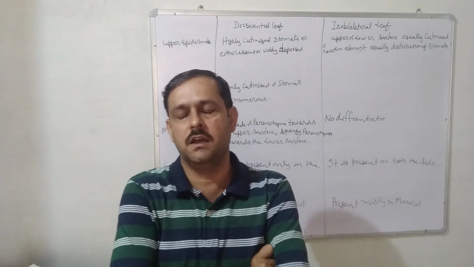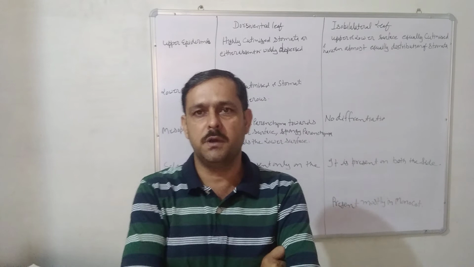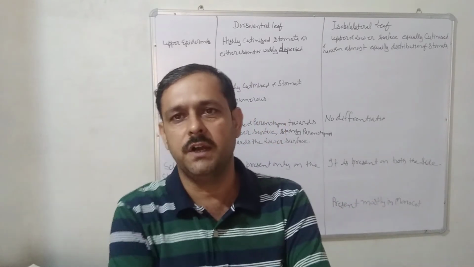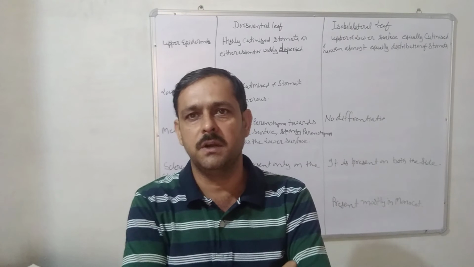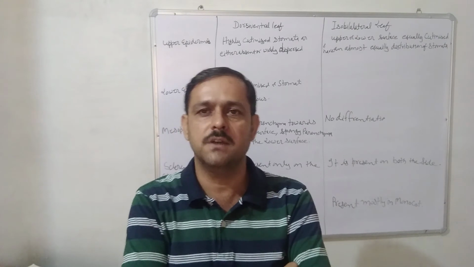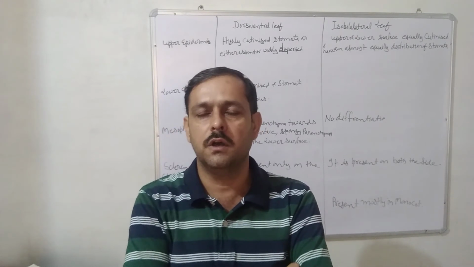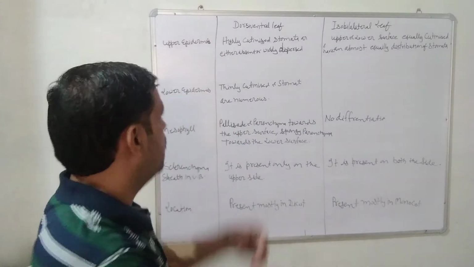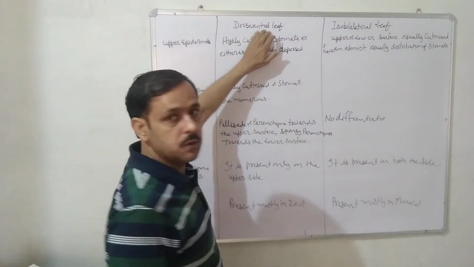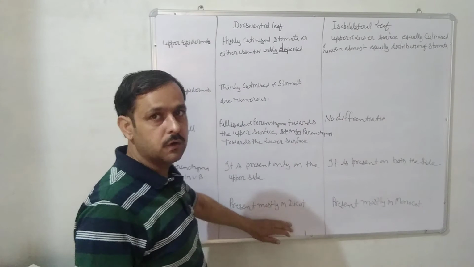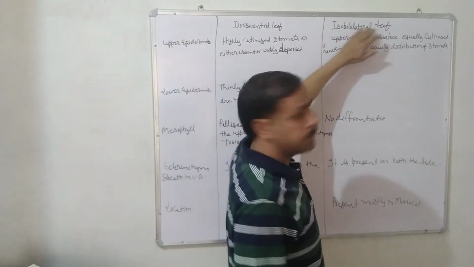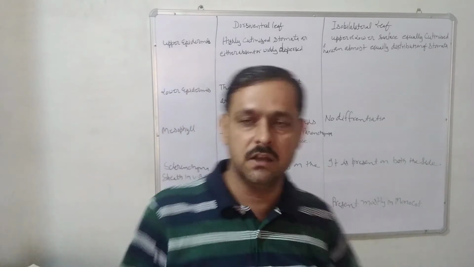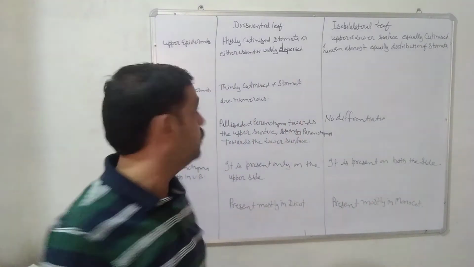We are studying anatomy of angiosperms, in which we differentiated between monocot root and dicot root, monocot stem and dicot stem. Now today our topic is monocot leaf and dicot leaf, and these leaves are also known by another name. Dorsiventral leaf means dicot leaf, and isobilateral leaf means monocot leaf. So we can see the difference between these two leaves.